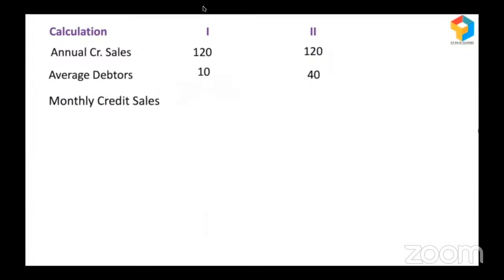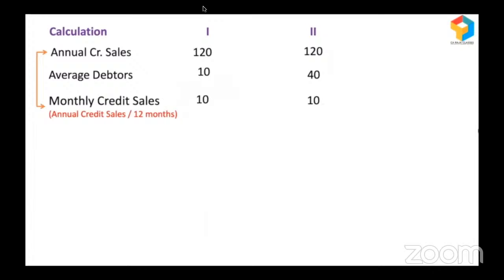Scenario 1 and 2. And here what I'm giving you is annual credit sales. In scenario 1, annual credit sales is 120 million and average debtors is 10 million. In scenario 2, it is 120 million, but their average debtors is 40 million. Okay. Now we know annual credit sale. So let us find out monthly credit sale, which is nothing but annual credit sale divided by 12 months. 120 by 12, it is 10 and 10 in both scenarios.